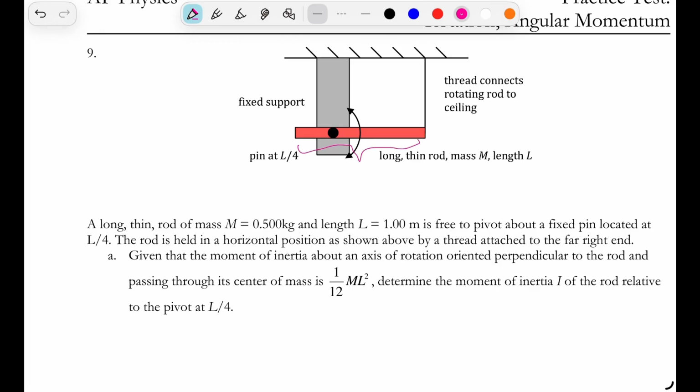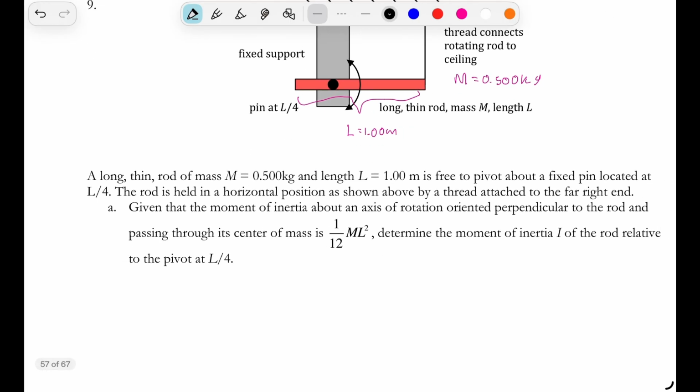A long thin rod of mass m, which is equal to 0.500 kilograms, and length L, 1.0 meters, is free to pivot about a fixed pin located at L/4. The rod is held in a horizontal position as shown above by a thread attached to the far right end. Given that the moment of inertia about an axis of rotation oriented perpendicular to a rod and passing through its center of mass is 1/12 mL squared, determine the moment of inertia I of the rod relative to the pivot at L/4.